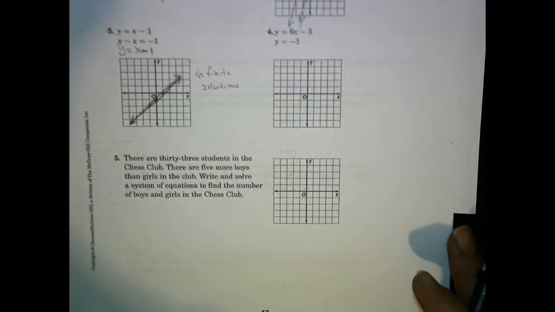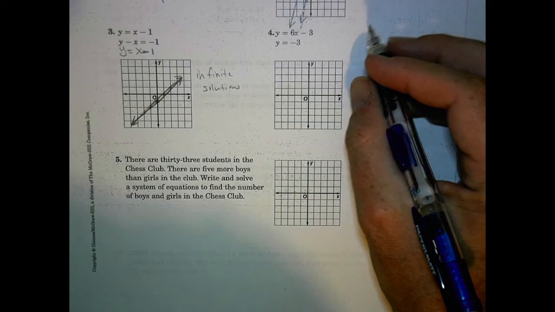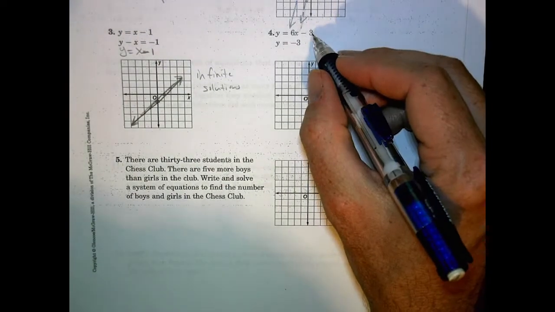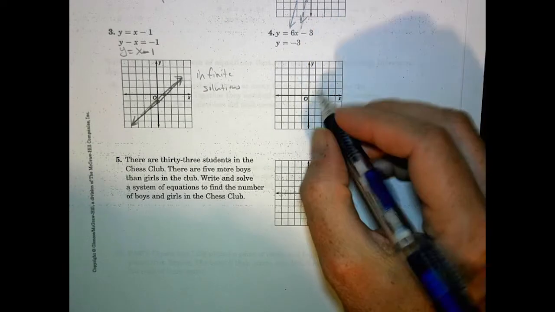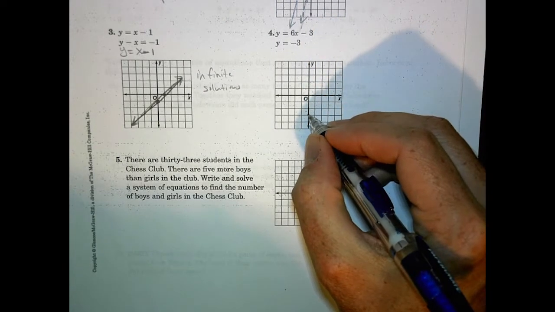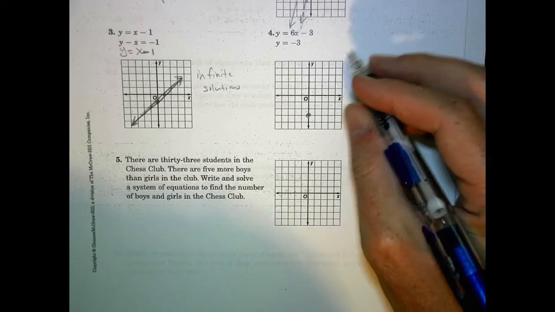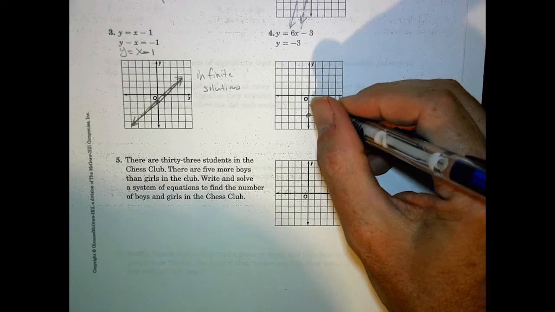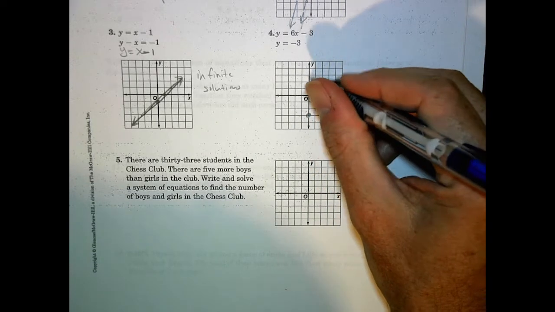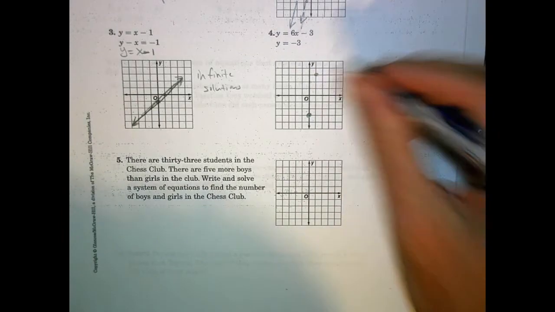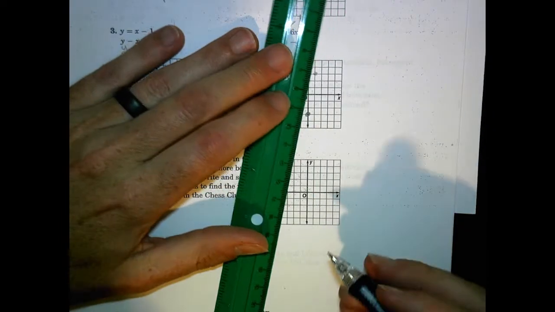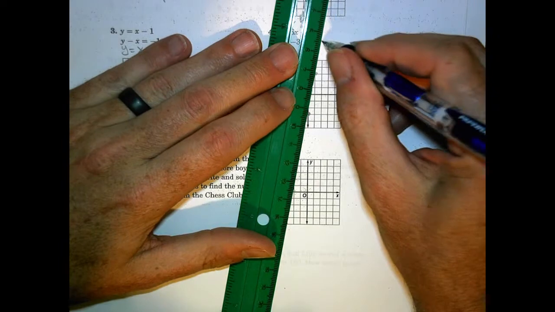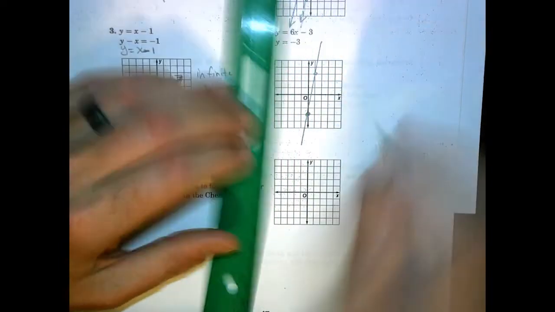Okay, number 4. Alrighty here. So here we have the first one, -3 is our y-intercept, 1, 2, 3. And our slope is 6x. We're going to go up 6, 1, 2, 3, 4, 5, 6, and over 1, or something like that. We'll draw a nice little line right there. So that's our first line.